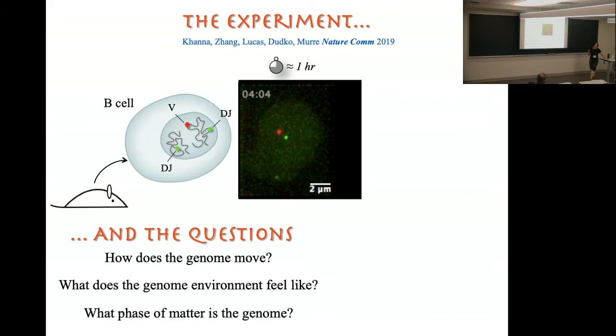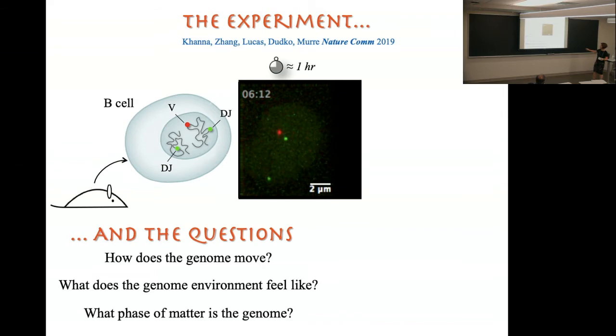Something that was evident just by watching these movies was that there were roughly two categories of cells, and the cells are nominally identical. In one group of cells, V and DJ, red and green dot, were initially spatially separated by relatively large spatial distances, say 600 nanometers or more. And what's interesting, the way they moved is they explored their immediate neighborhood, but they remained separated throughout the entire imaging time, about an hour.